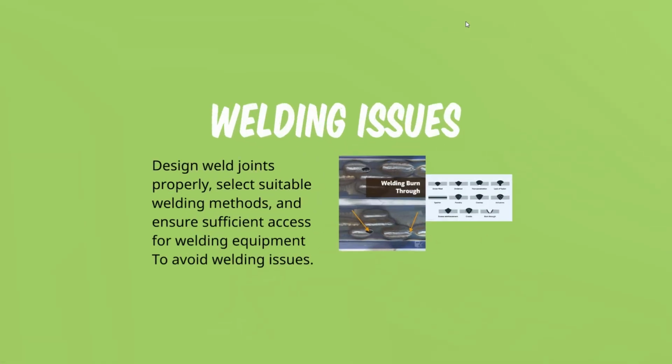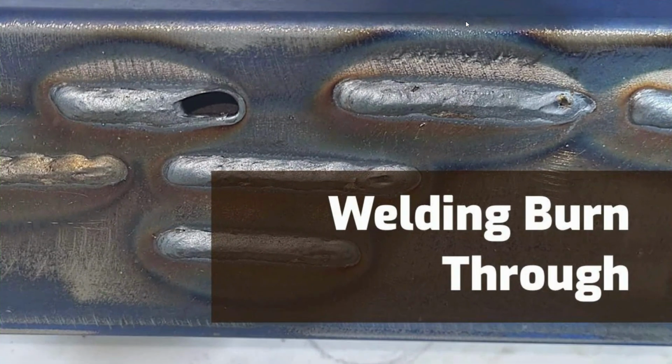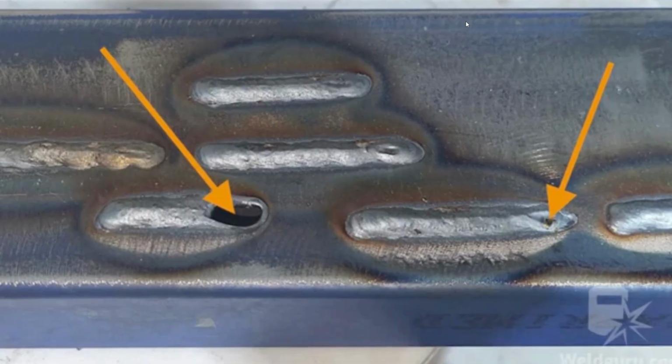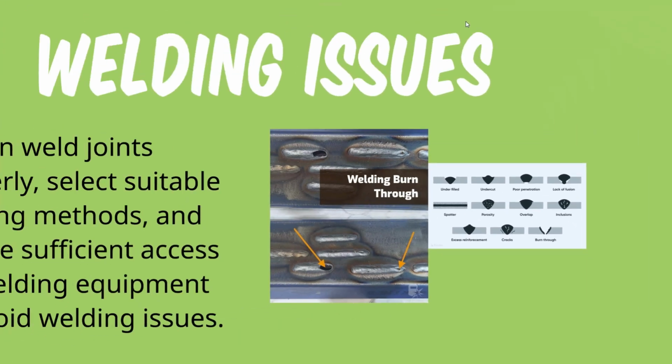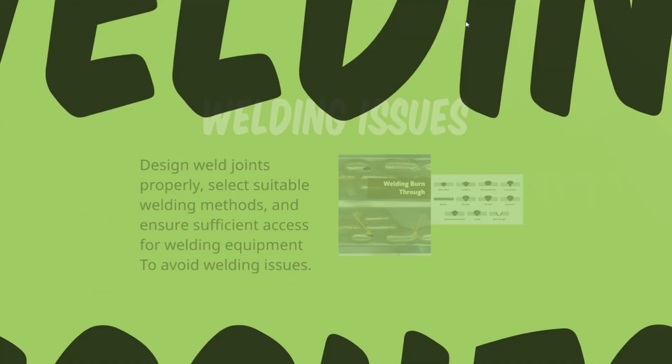6. Welding issues. Lack of fusion and incomplete penetration are the major welding issues. Design weld joints properly, select suitable welding methods, and ensure sufficient access for welding equipment to avoid welding issues.